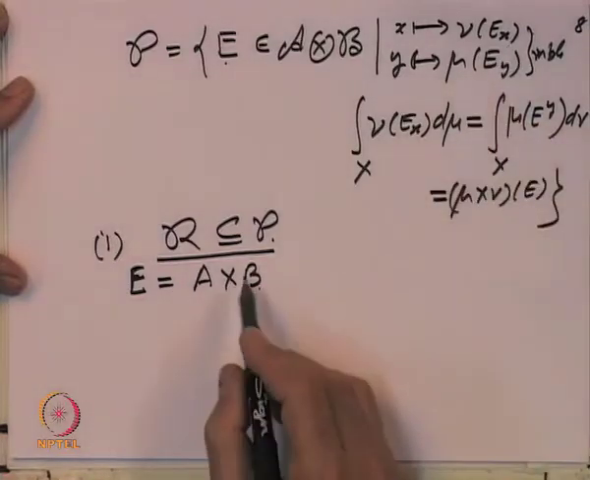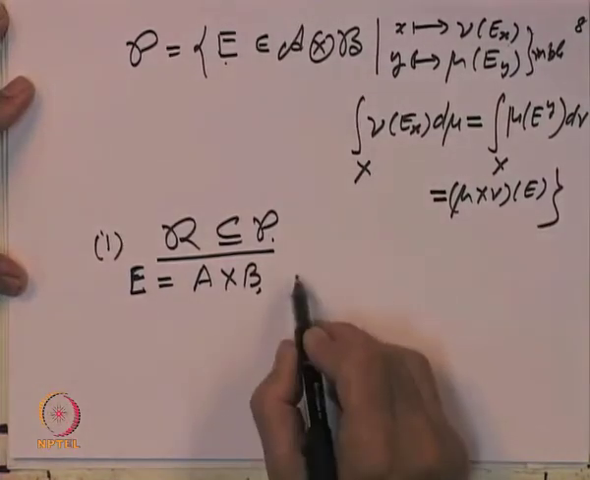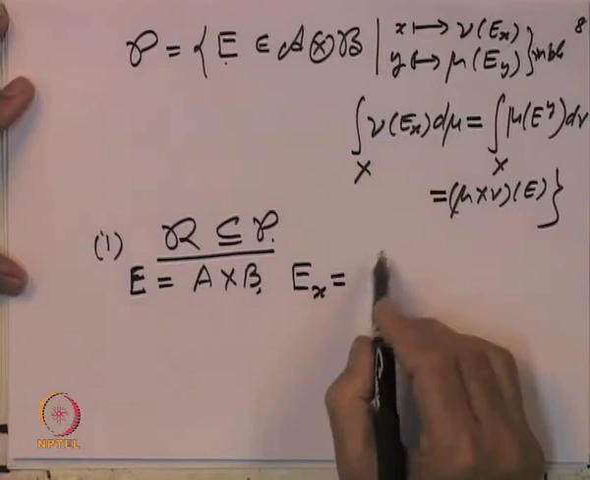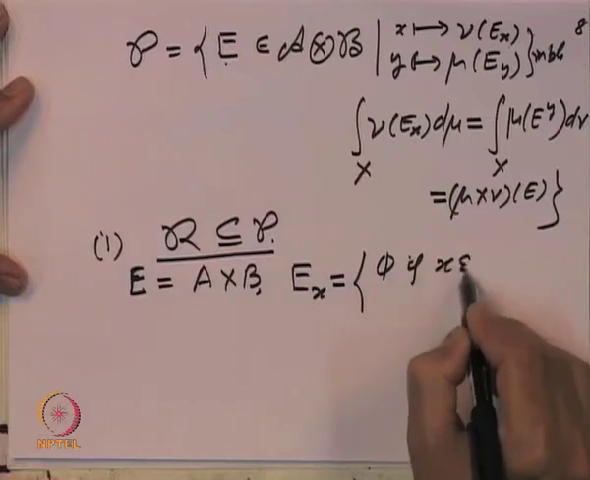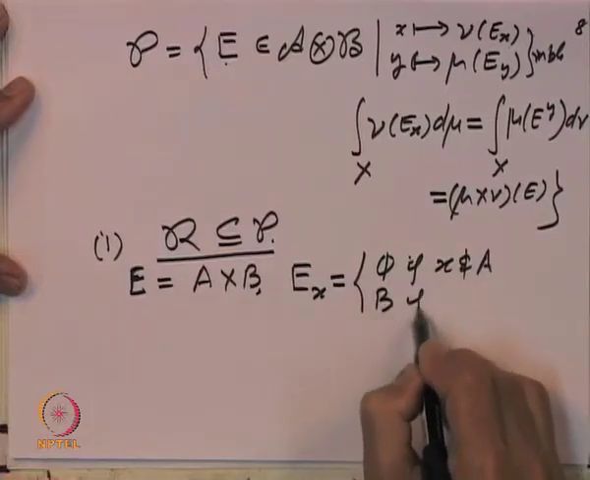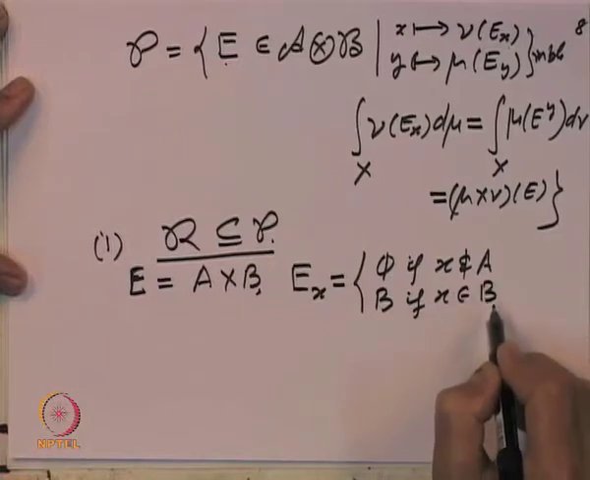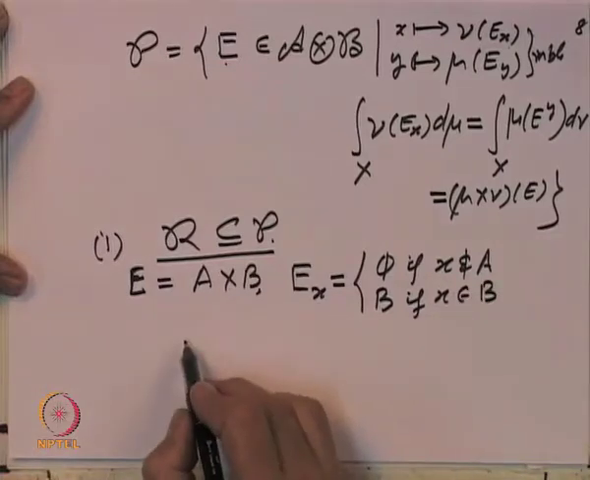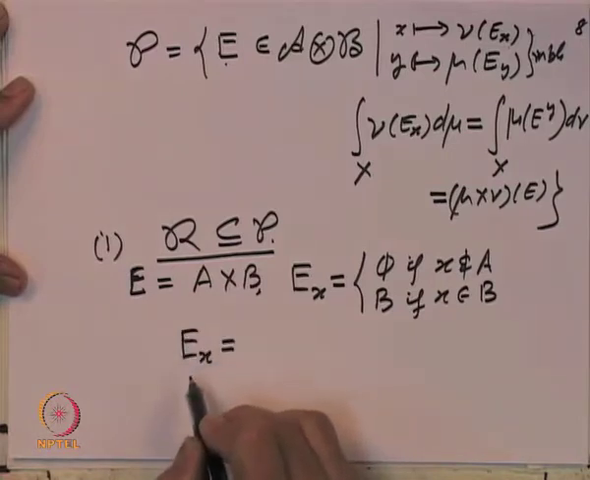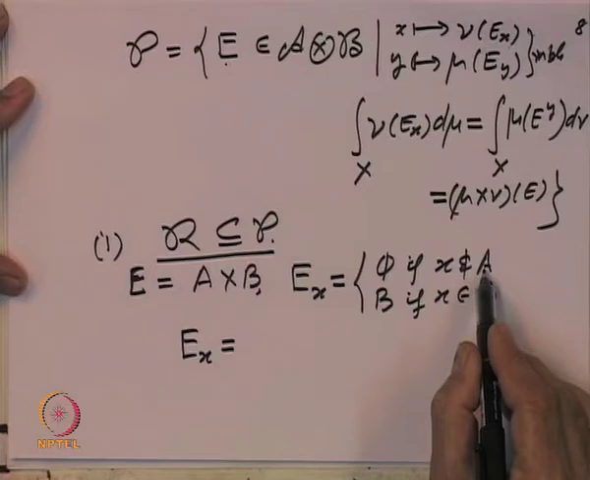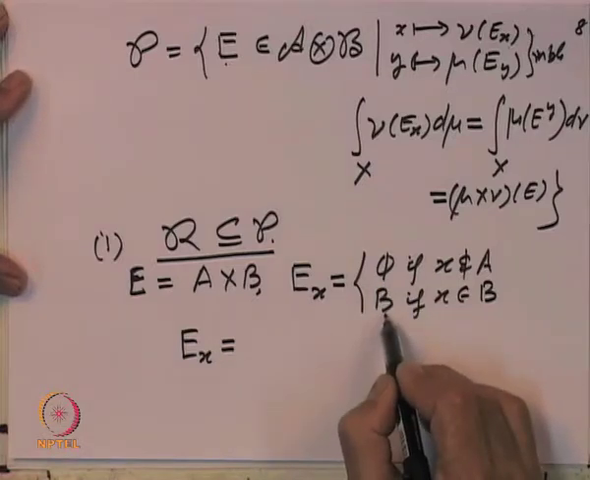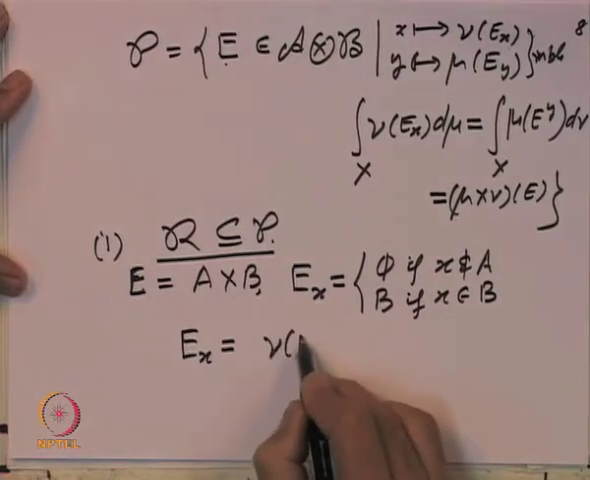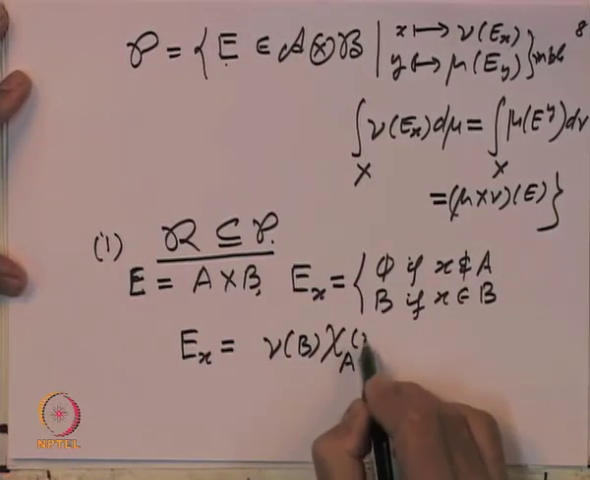Let us recall what the sections were. The section E x was equal to the empty set if x does not belong to A, and it is equal to B if x belongs to A. So, when x does not belong to A, E x is the empty set. What is nu of that? That is going to be 0. Otherwise, E x is the set B, so it is nu of B times the indicator function of A at x.